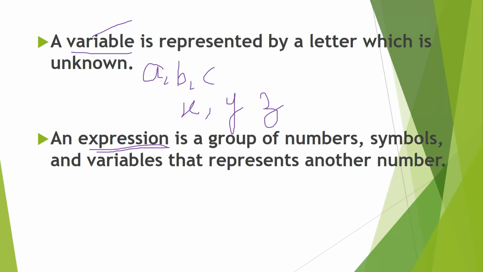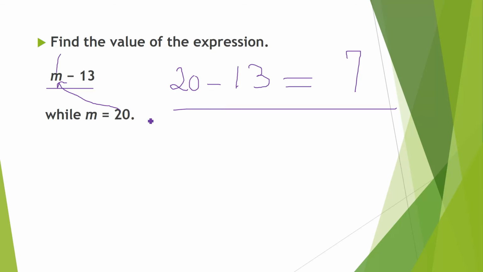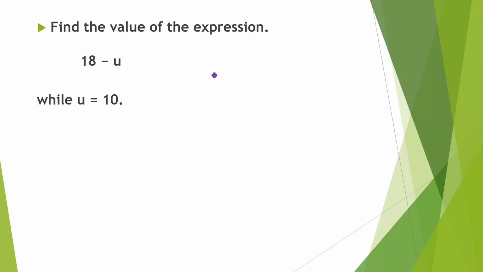Right? So what is the definition of expression? Expression is a group of numbers, symbols and variables that represents another number. Right? Okay, one more question here. Find out the value of the expression. This is the expression and 18 minus u. Now u is the variable and its value is 10. Right? So you have to put 10 instead of u in this question.